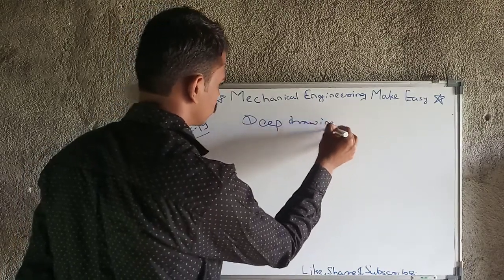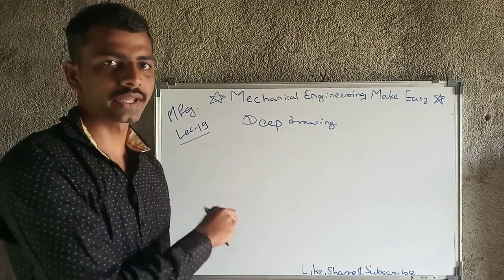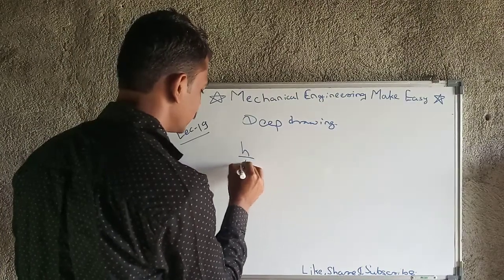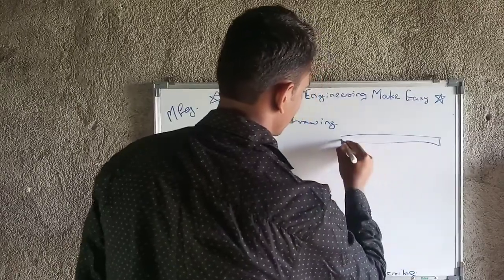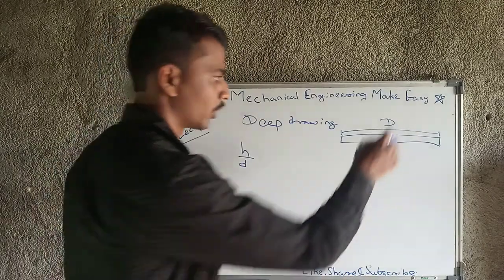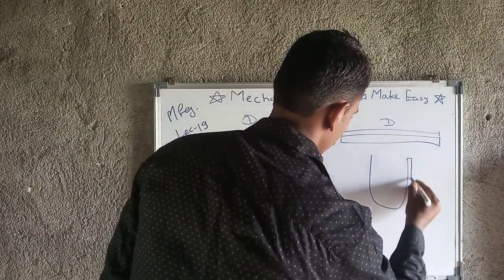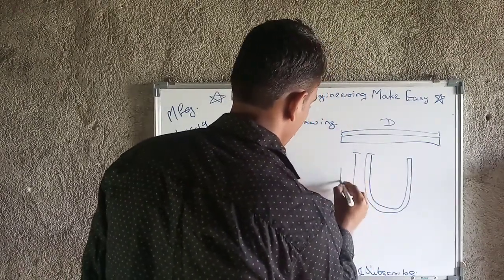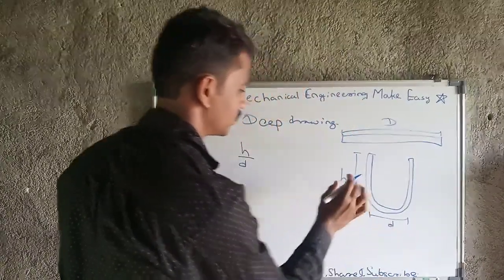Deep drawing, and there are two cases. Drawing has two types: one is deep drawing and another is shallow drawing, and that depends on the draw ratio, and draw ratio is nothing but h by d. Initially the sheet had diameter capital D, and ultimately we have drawn this sheet into one shape, which will have some height and some diameter. This is small d and this is small h.